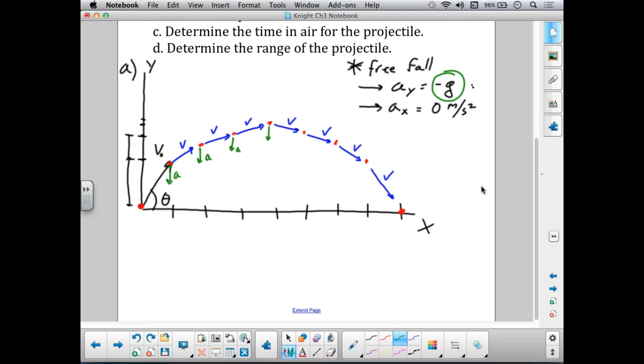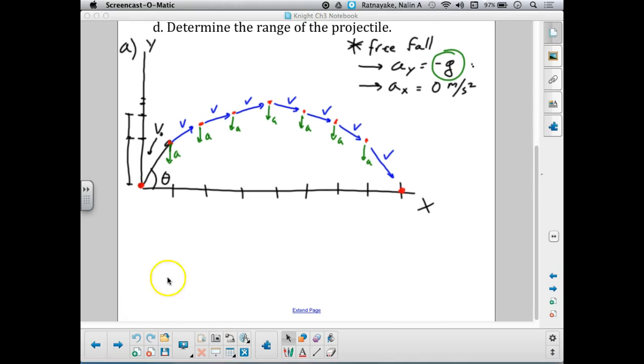Acceleration vector. And same all the way down. Okay, because at every point the object is in free fall. There are my acceleration vectors and velocity vectors. And I've labeled my initial velocity, which is down here. That first velocity vector is my initial velocity. It's what I started with.